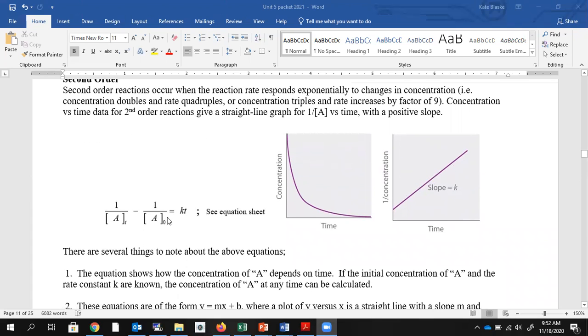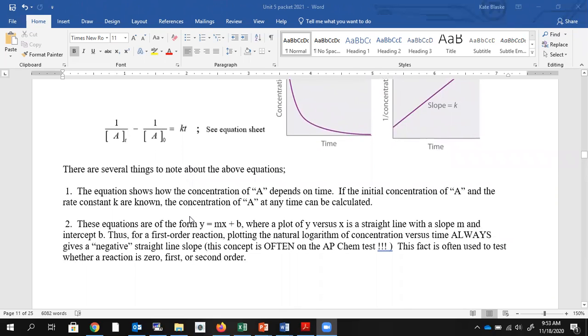Again, the equation for this one is also on your equation sheet. Second order integrated rate law is what it's called. It's 1 over the concentration at any time minus 1 over the initial concentration equals positive KT. All those other ones said negative KT in there because they had that negative facing slope.